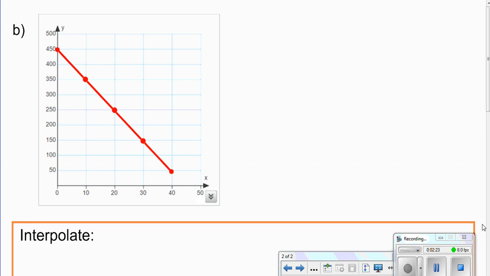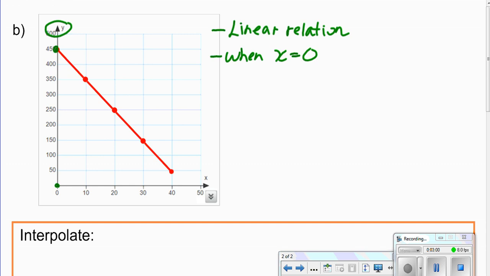Okay? I will do this example with you. I know we usually do it the other way, but I'll do B with you first. And so looking at this relation, we can say, well, the points make a straight line on the graph. So we could say that it is a linear relation because the points make a straight line on the graph. We could say that, when x equals 0, we follow it up, y equals 450.